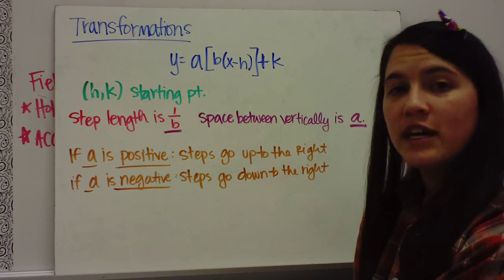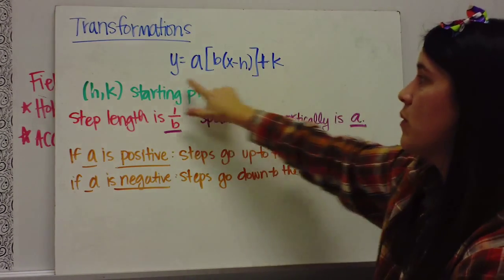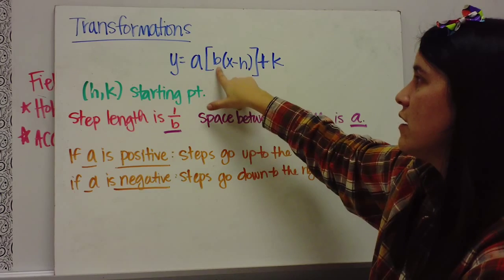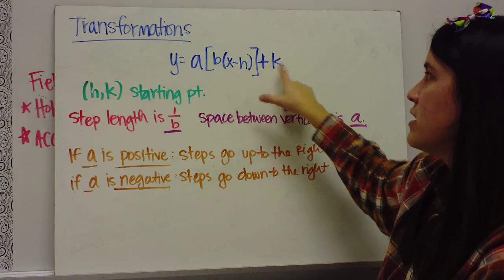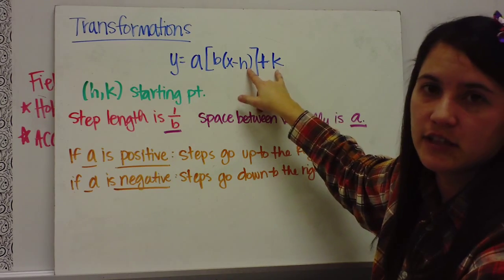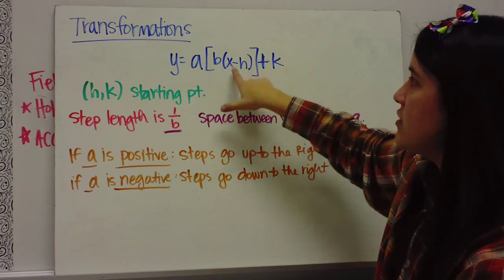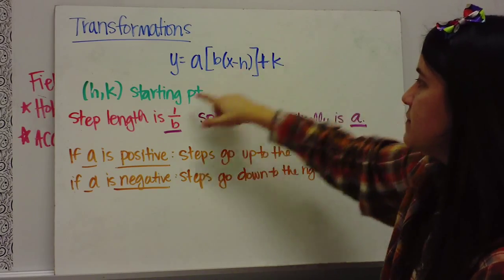So transforming a step function. Here is the graphing form: y equals a times the greatest integer of b(x minus h) plus k. Your starting point is h and k. We've been dealing with this. We know that's going to be the opposite. So if it says minus h, we know it's going to be the opposite. And then you have k.